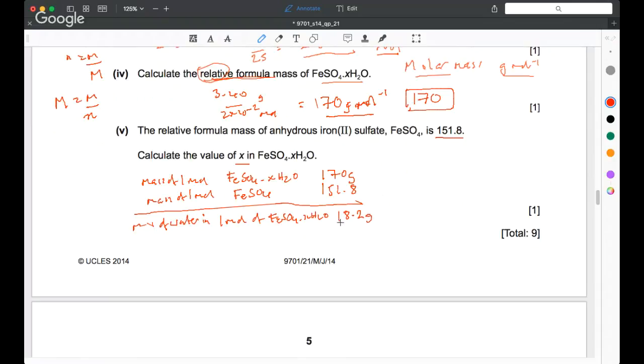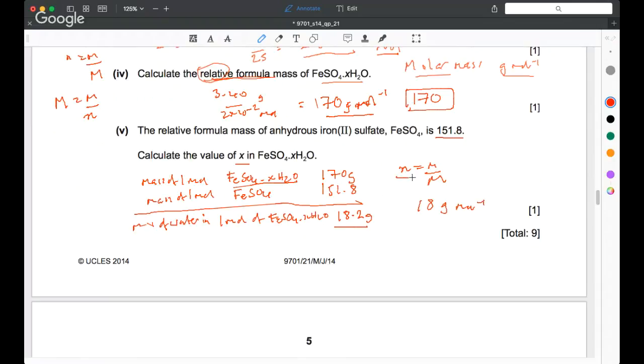Do that subtraction and you end up with 18.2 grams. So in 1 mole of this, there is 18.2 grams of water. And again, that's a mass, isn't it? To go from mass to amount, you're using amount equals mass divided by molar mass. We've got the mass there. And the molar mass of water, you can just look that up using a periodic table. The molar mass of water is 18 grams per mole.